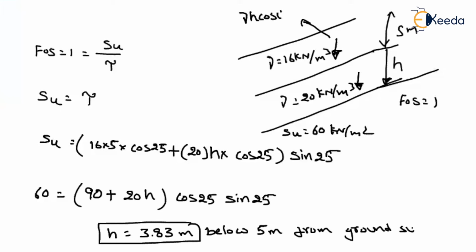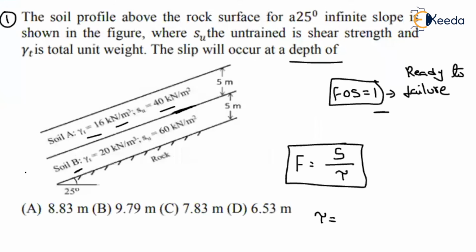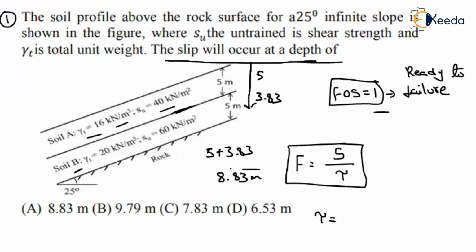So what is the question given? The slip will occur at a depth of, did they mention anything about the reference point? No. If they have not mentioned any reference point, then we have to consider from the top surface. From top surface, what is the value? 5 plus 3.83. So the failure will occur at a depth of 8.83 meters. Is there an option? Right, option A is there. So option A is the correct answer.